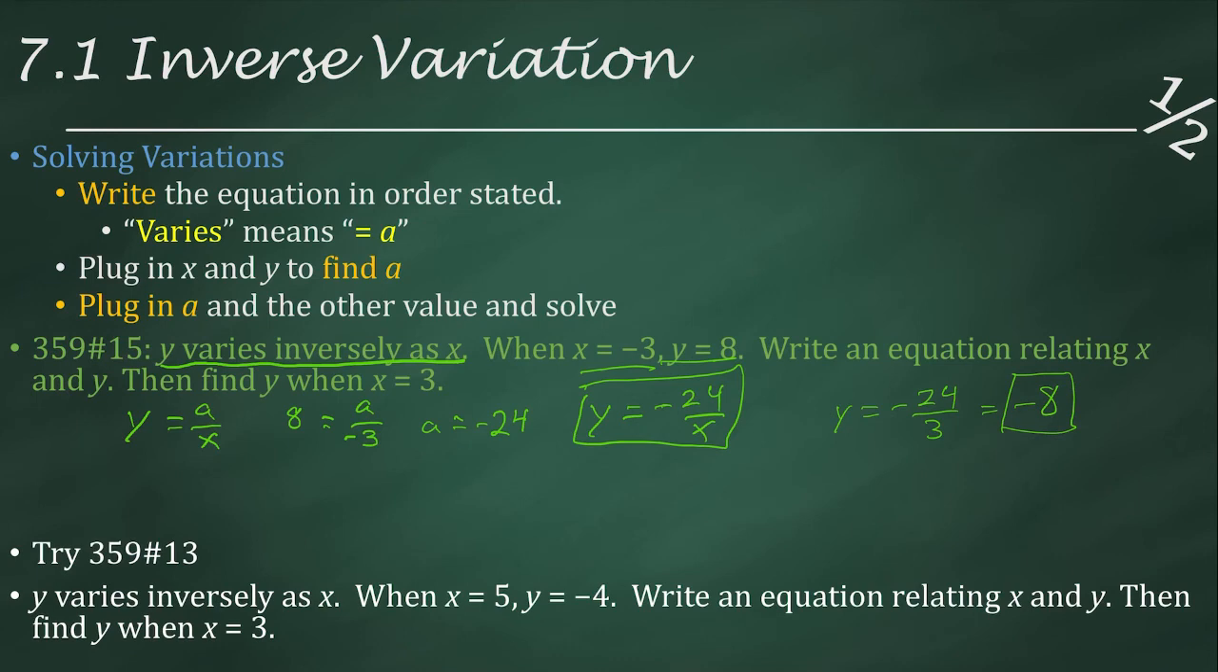Why don't you try number 13? Pause the video while you work on it. The answer should be y equals negative 20 over x. And when you plug in the 3, you get y equals negative 20 over 3.